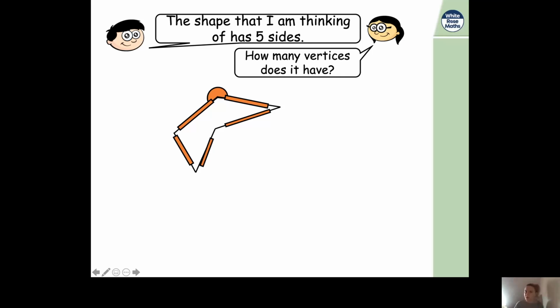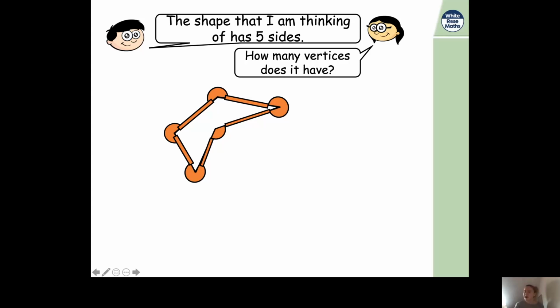Well, yes, there are. So let's keep going. We've got 2 vertices there. We've got 3. And we've got 4. Now, am I missing any vertices? Well, yes. Look, I have one here as well. Just because the vertex isn't pointing outwards, it is pointing inwards, it is still a vertex. So we still need to count it as one of our vertices.